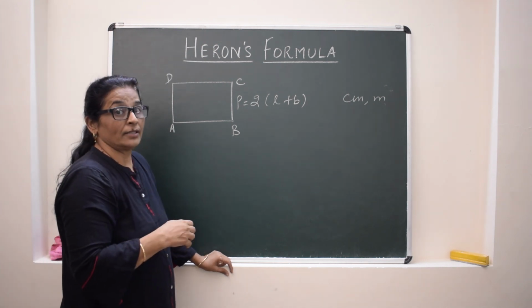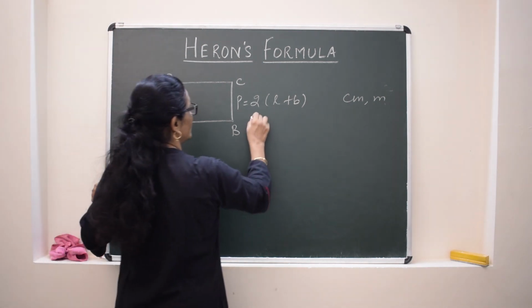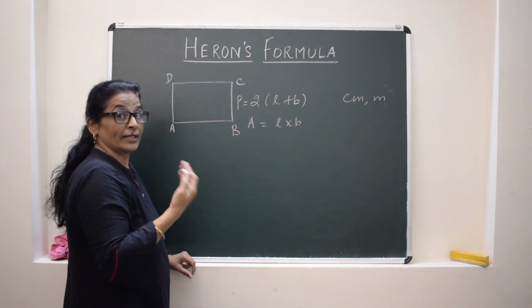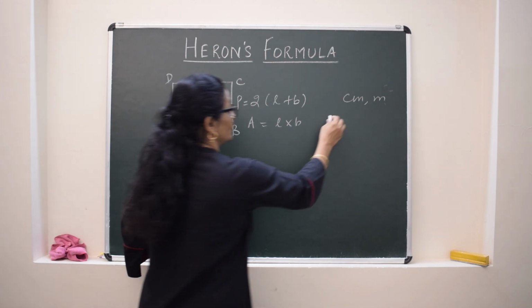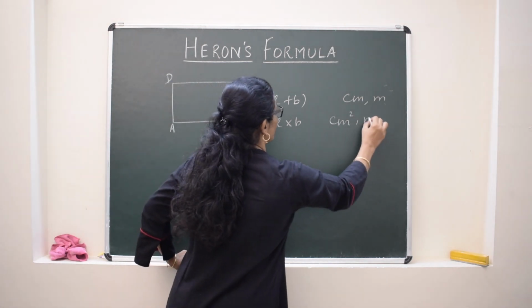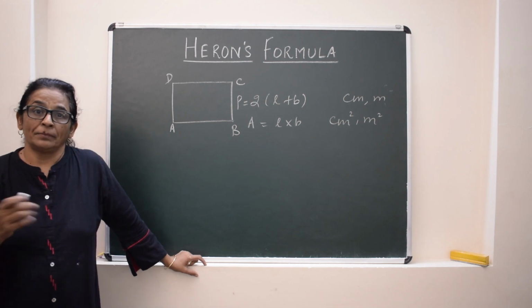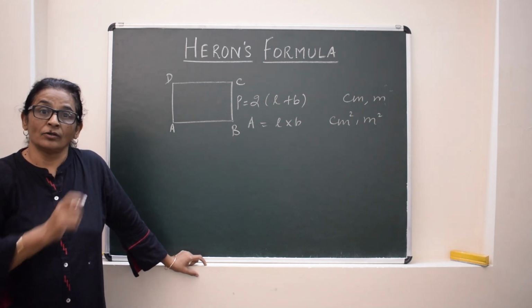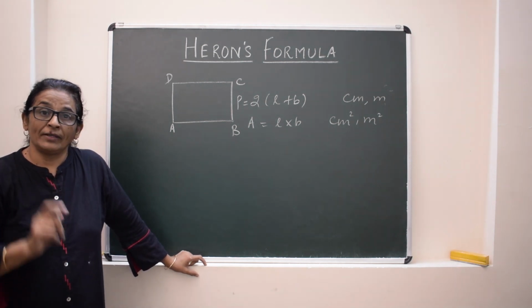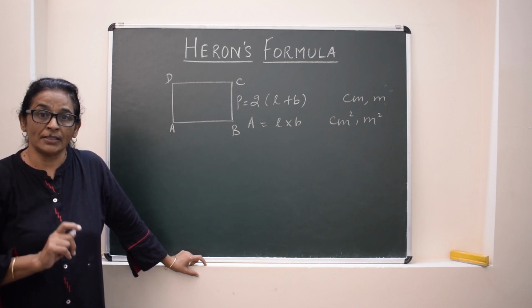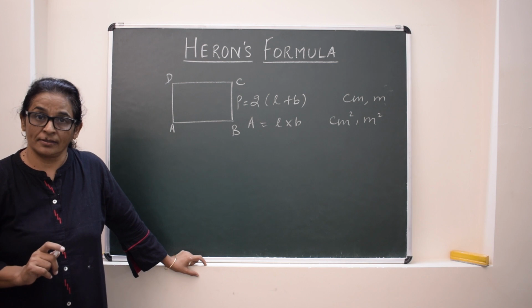And if we calculate the area of this figure, the area of a rectangle is L into B. But we will express the area in the unit centimeter square or meter square, like that. So we can find out the perimeter and area of these plane figures. But when we say area of a triangle, immediately it comes to our mind: half base into height.